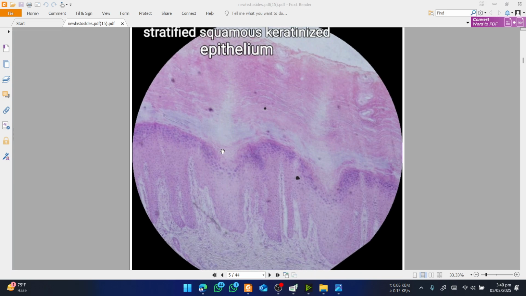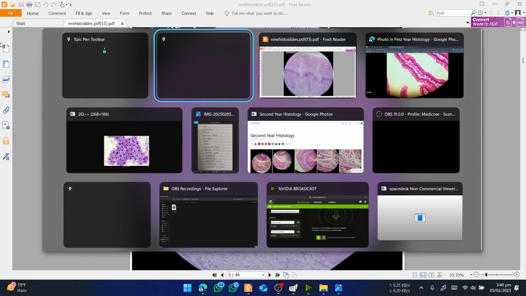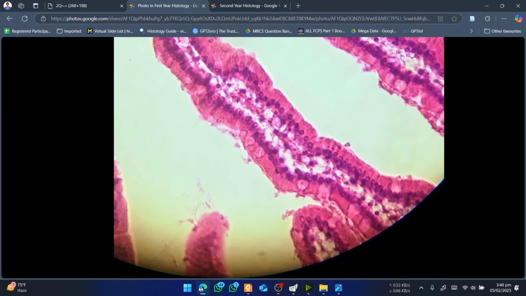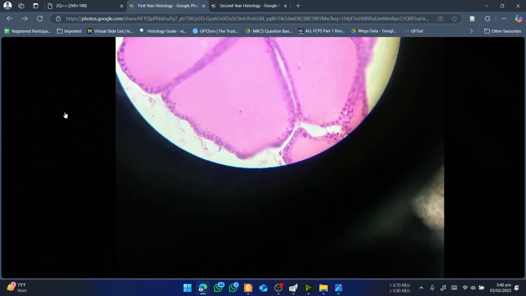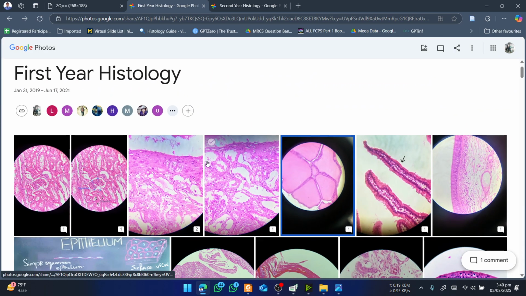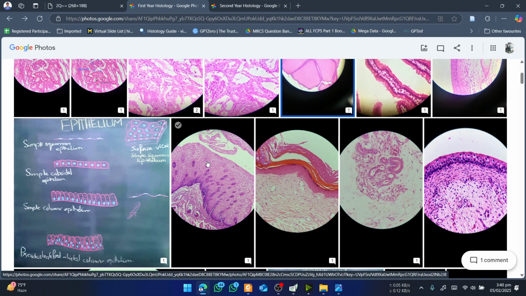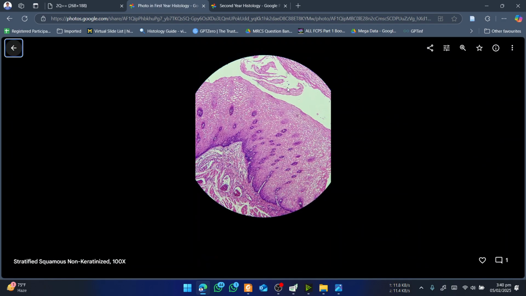Stratified squamous keratinized epithelium and non-keratinized epithelium. Now comes the stratified layers, and in the stratified layers, the key point is that they are multilayered. And you must keep in mind that their name is based on the topmost layer, not the bottommost layer. So that is stratified squamous, keratinized, non-keratinized. I will show you here, then I will move on to the pictures in your other folder.